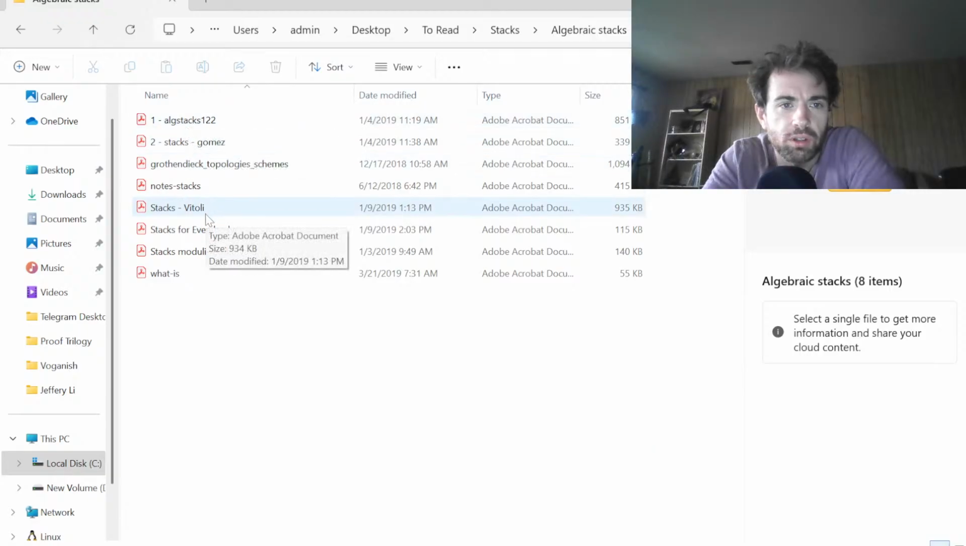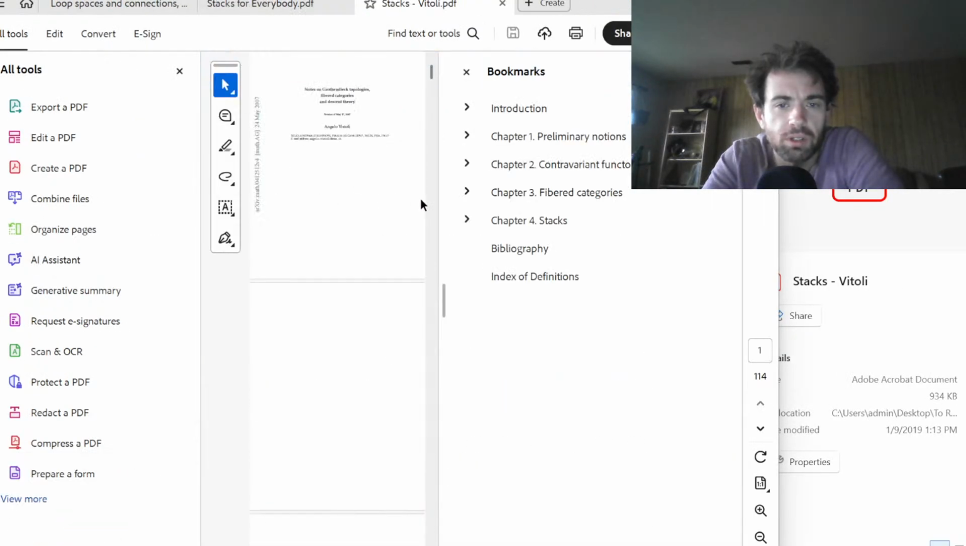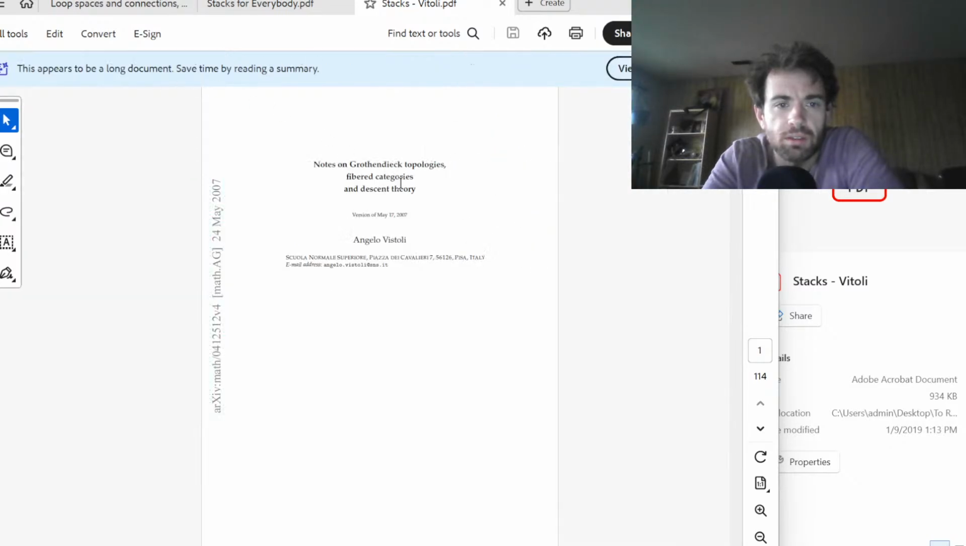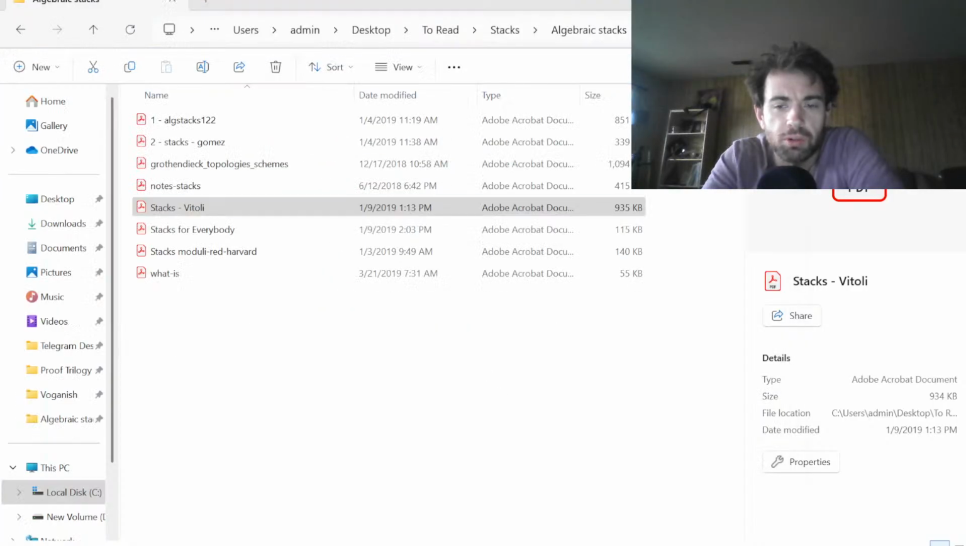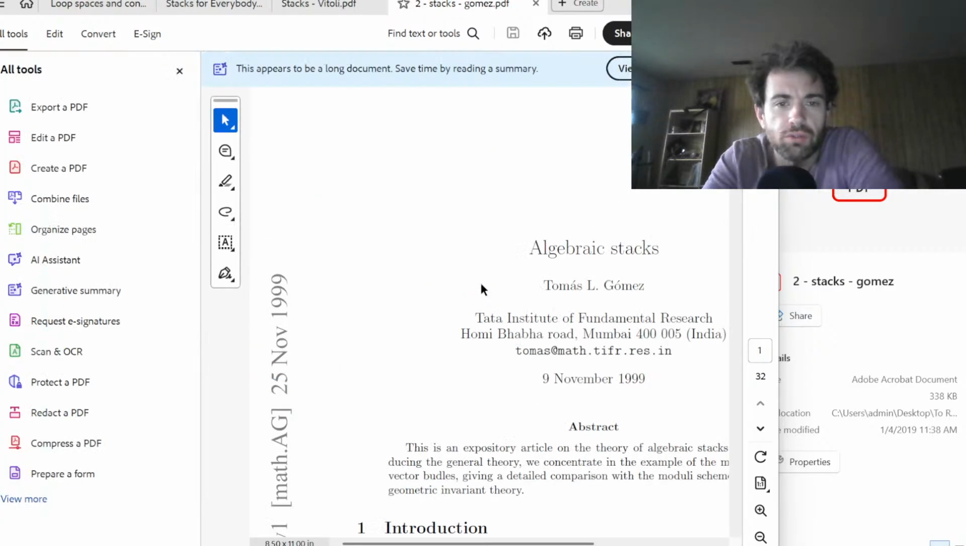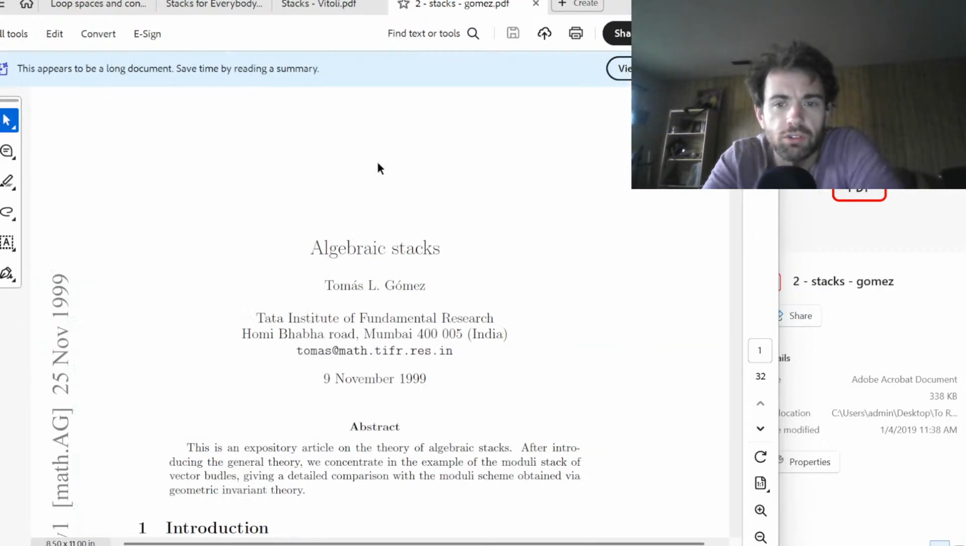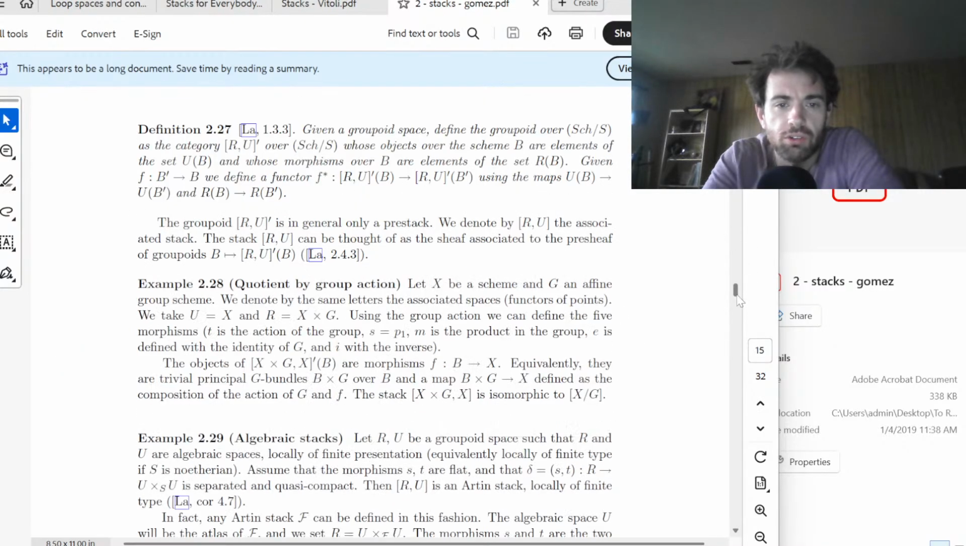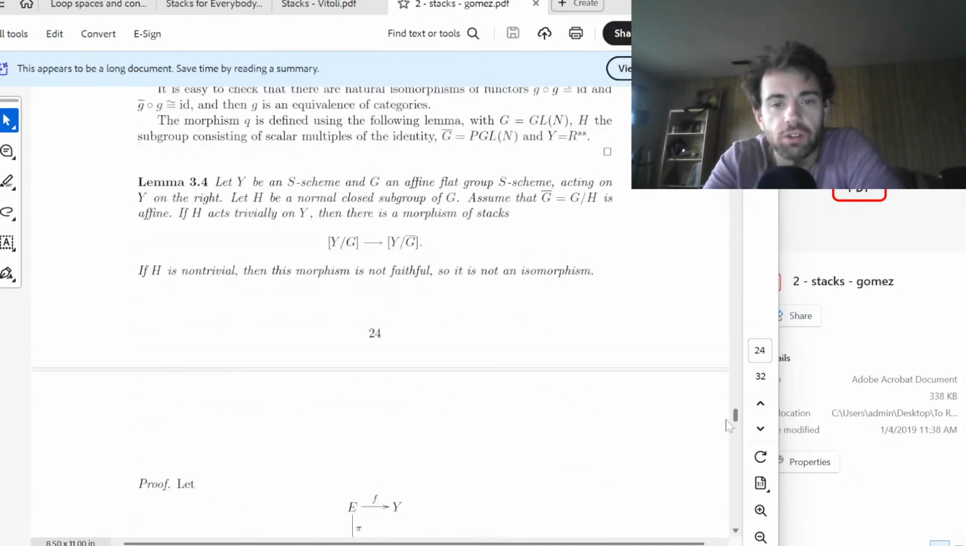Vistoli. I misspelled it, but Vistoli is a pretty good one. Yeah, this set of notes is a pretty good one. I would check it out. I was also looking at this set of notes recently on algebraic stacks as well. Just reviewing it. I need to take a closer look. I need to sit down with pen and paper. But I was just reading it a bit before bed, not very seriously.